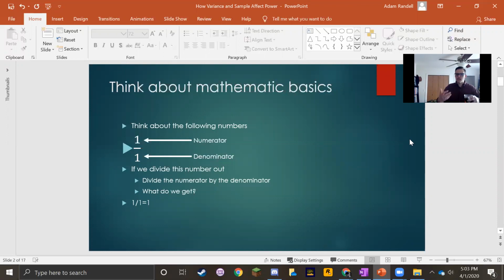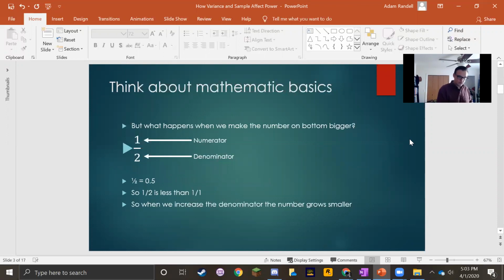But what happens if we start changing either of those numbers? First, what happens if we change the bottom number? What if we make it bigger? So let's say we change the denominator from 1 to 2. Now, 1 divided by 2 is a smaller number. It's 0.5. So when the number on the bottom is bigger, the overall quotient is less than when the denominator is smaller. 1 over 2 is smaller than 1 over 1. So as the denominator grows bigger, the quotient grows smaller.